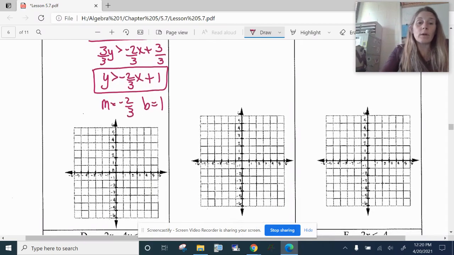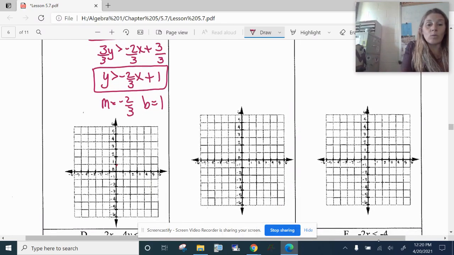So just like before, now we go to graph this. We begin at the 1, which is the y-intercept. We move down 2 to the right 3, down 2 to the right 3, or you could go up 2 to the left. It's going to be a dashed line. And because y is greater, we're going to shade up from the y-intercept, which would be this half plane here.